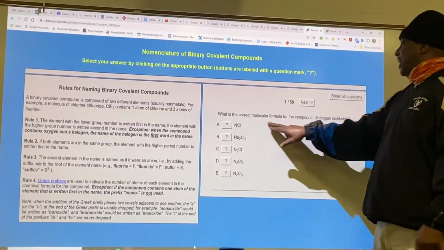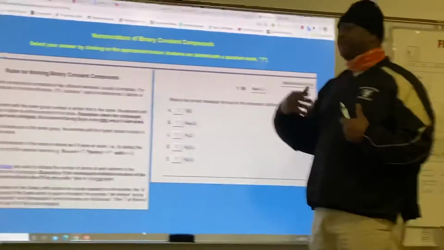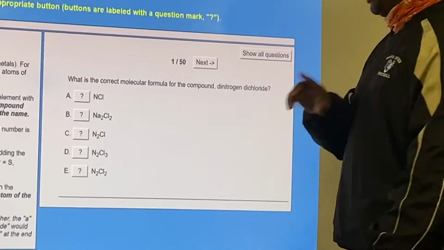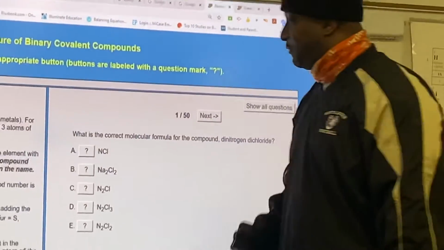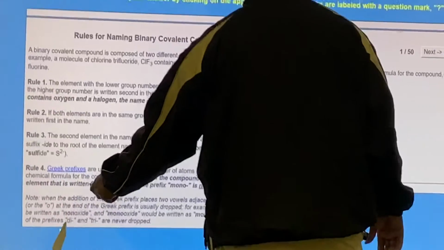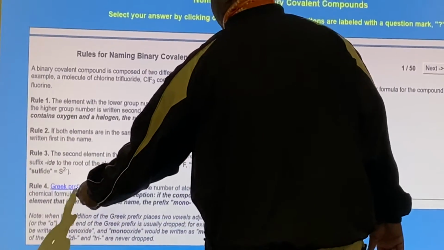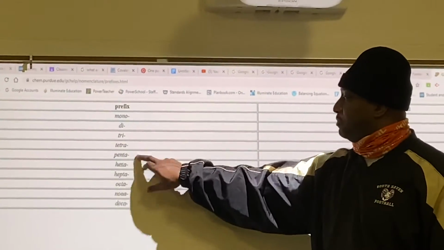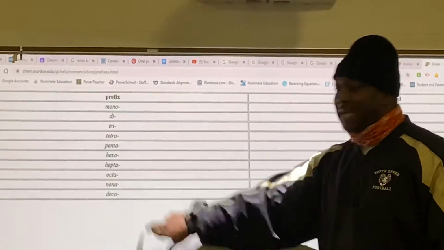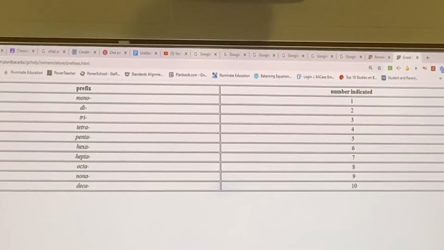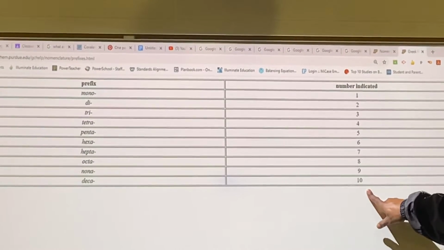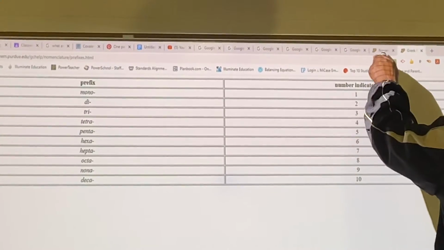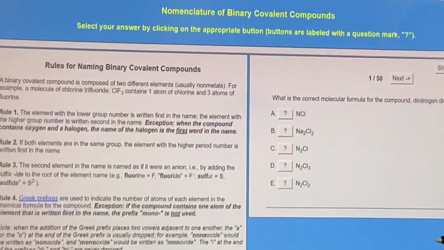It says, what is the correct molecular formula? So that means, what's the formula? And they give me the name, dinitrogen dichloride. Now remember last week we talked about those prefixes. Mono, di, tri, tetra, penta, hexa, hepta, octa, nona, deca. Those are my prefixes for numbers 1 through 10. Those are your babies, okay? Write those in your notes. Write them on the tablets of your heart.